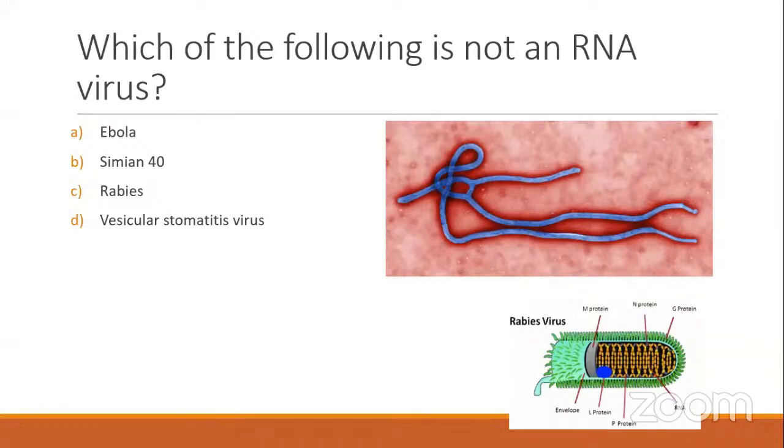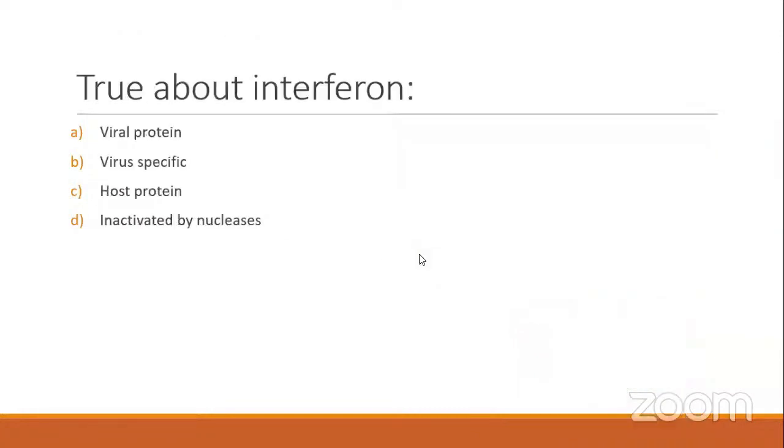The rabies virus is another virus which has a similar bullet-shaped appearance. It's also a previously asked question. The rabies virus appears as a bullet-shaped virus. Vesicular stomatitis virus, there is nothing peculiar in its structure.